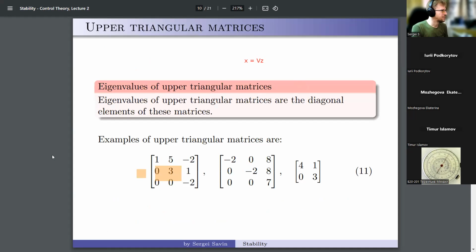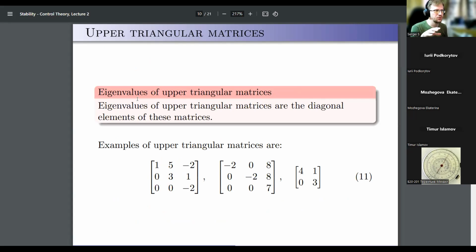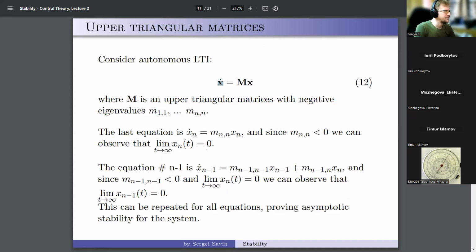Now back to upper triangle matrices. For these matrices, we don't have to resort to this type of argument. We can do it simpler. Let me show. So consider an LTI system where we have x dot equals Mx, where M is an upper triangle matrix with negative eigenvalues. I just straight up tell you it's negative eigenvalues. What we want to prove is that it is going to be asymptotically stable.